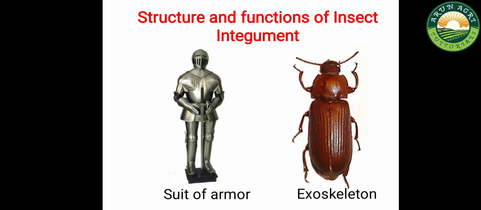Usually in any organism, whether human beings or any other mammals, you can see the endoskeleton, because we have a skeleton inside our body which gives a proper structure and strength to our body. In the same way, in insects, instead of an endoskeleton there is an exoskeleton. So you can compare it with the suit of armor.